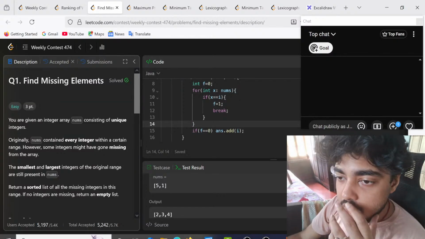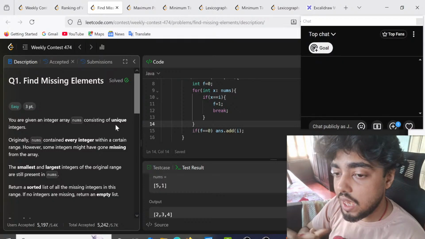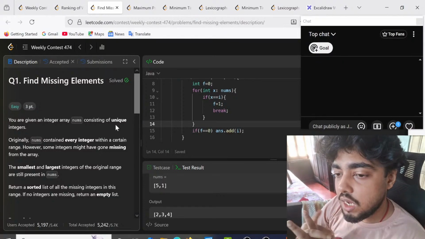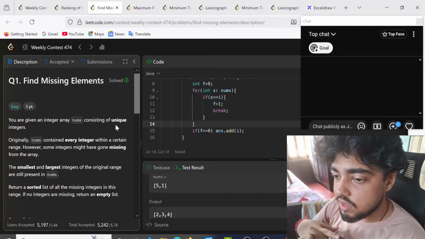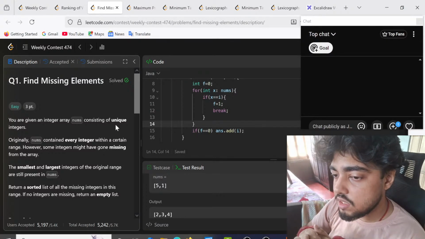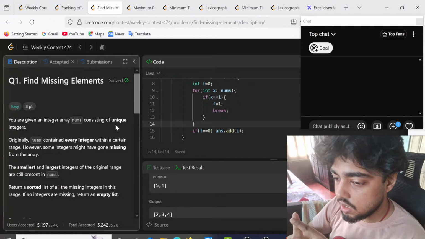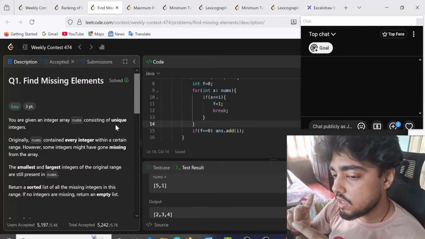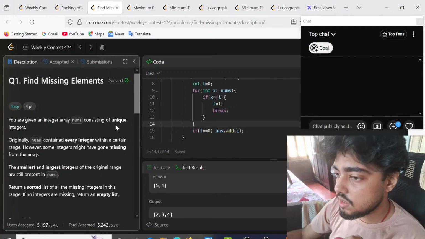Question 1 is find missing element. You're given an integer array nums consisting of unique integers. Originally, nums contains every integer within a certain range. However, some integers might have gone missing from the array. The smallest and largest elements are there in the array. You have to return a sorted list of all the missing integers in the range. If no integers are missing, return an empty list.